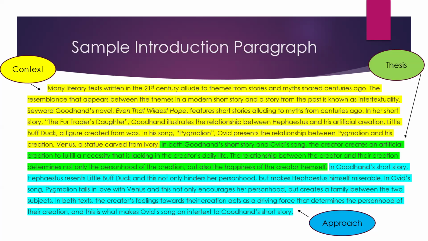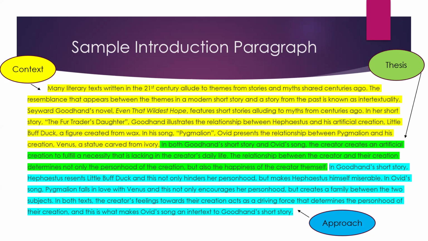Let's take a look at a sample introduction paragraph. Many literary texts written in the 21st century allude to themes from stories and myths shared centuries ago. The resemblance that appears between the themes in a modern short story and a story from the past is known as intertextuality. Seward Goodhand's novel, Even That Wildest Hope, features short stories alluding to myths from centuries ago. In her short story, The Fur Trader's Daughter, Goodhand illustrates the relationship between Hephaestus and his artificial creation, Little Buff Duck, a figure created from wax. In his song, Pygmalion, Ovid presents the relationship between Pygmalion and his creation, Venus, a statue carved from ivory.